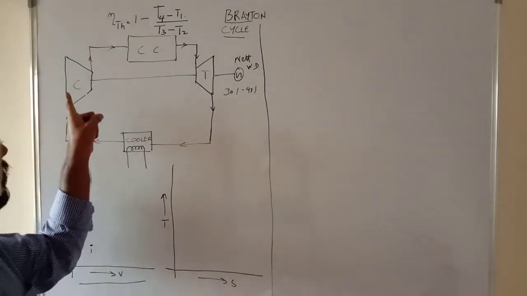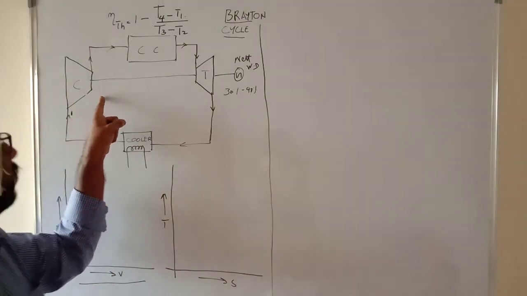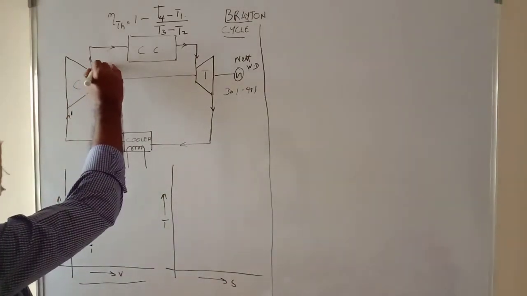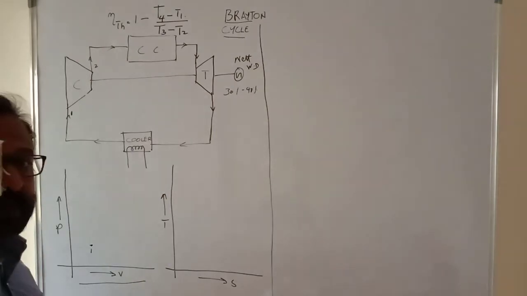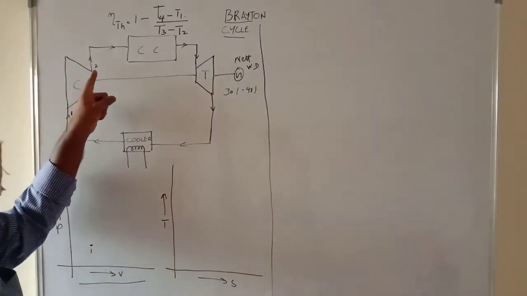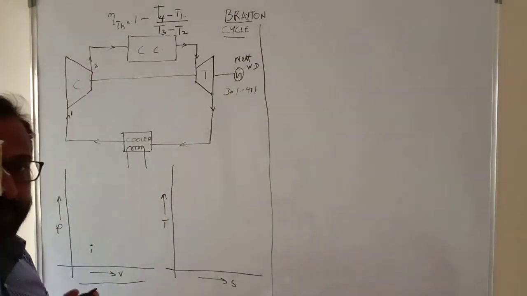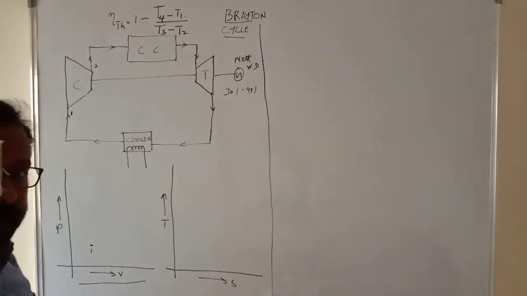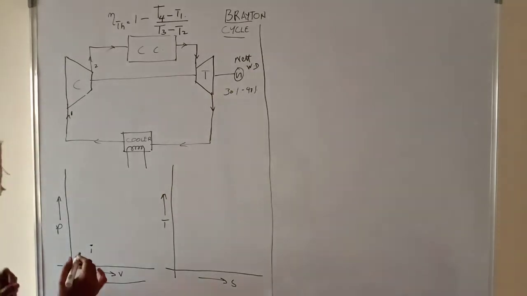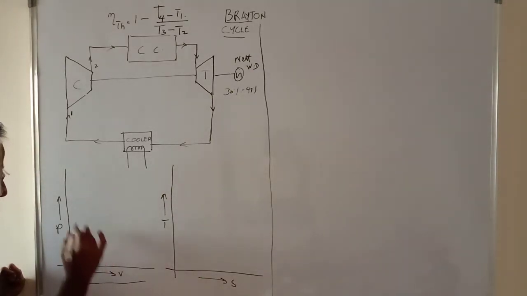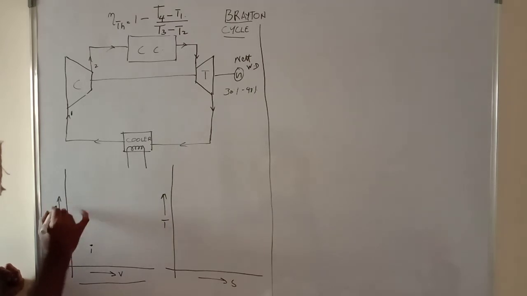Now what happens when the air is being compressed? From 1 to 2. Point 2 is the air that is being compressed and coming out of the compressor. Obviously, three things happen. The first thing is the pressure increases and the volume decreases. So in this graph, if I have to mark a point from 1 to 2, obviously the pressure increases.